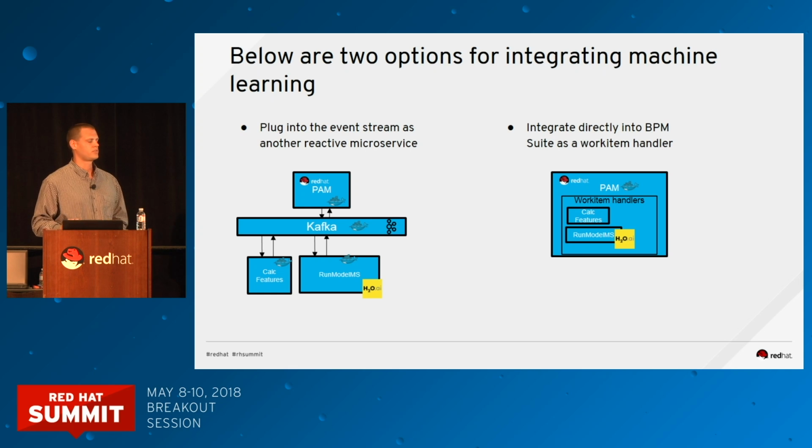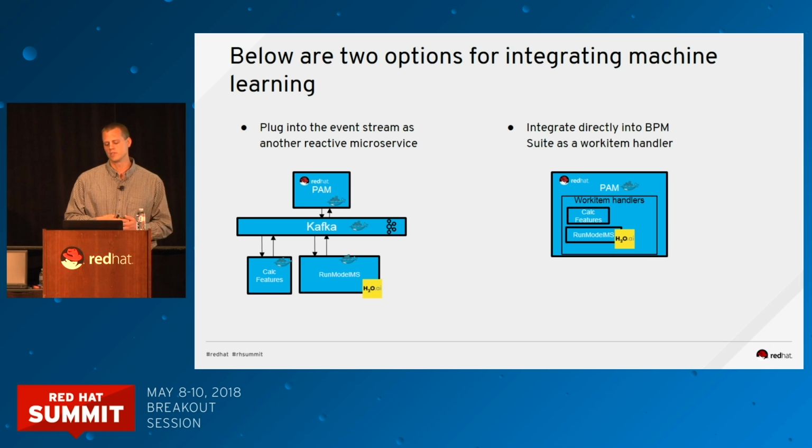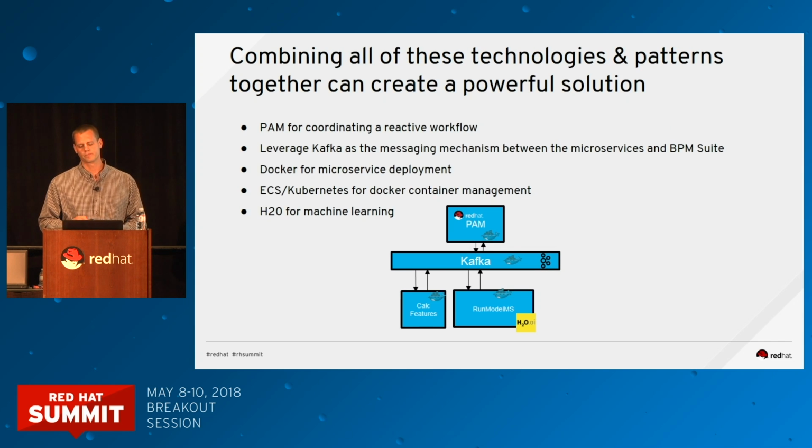So as we thought about this, there's at least two different options of how you can integrate this with Process Automation Manager. You could take the deployed model or the produced model and integrate it into a microservice that's connected to your event stream, or you could embed it directly into Process Automation Manager as a work item handler. In this example we're going to show you today, we did the first option of embedding it in a microservice that was connected to Kafka.